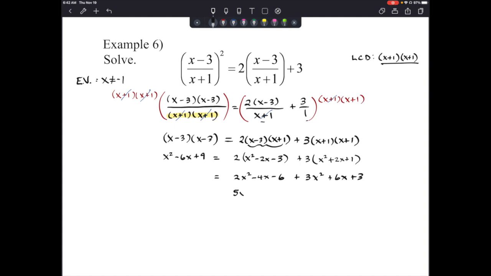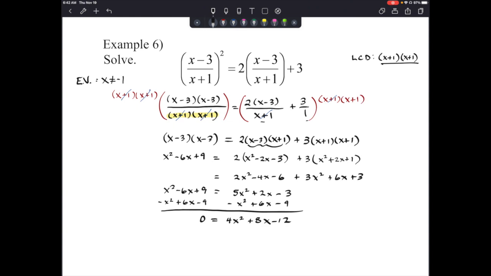We've got a 5x squared plus 2x minus 3 is equal to x squared minus 6x plus 9. And now it's quadratic, so set it equal to 0, subtract one side. I would do the left side because that way we're going to have a positive x squared. So we're looking at 0 is equal to 4x squared plus 8x minus 12. And does it factor? Sure does.